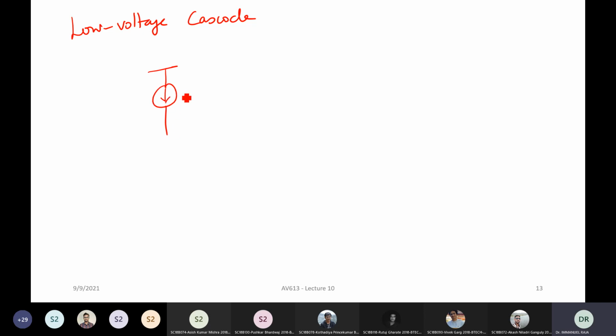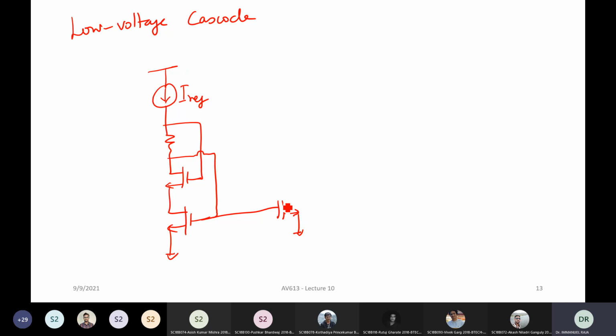You have a reference current coming in. You have a resistor. That's all. Now, how does this work? We will see. Let's name the transistors M1, M2. Let's call this M3, M4, to be consistent with our earlier thing. Let's say this is some R. Now, what is the value of this gate voltage?